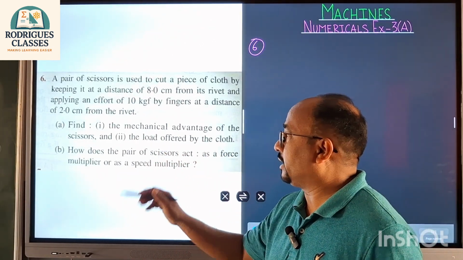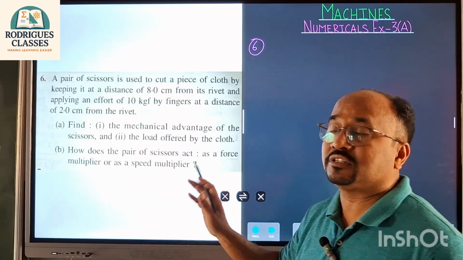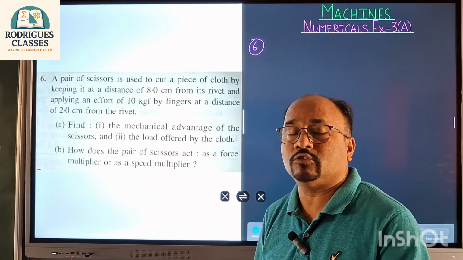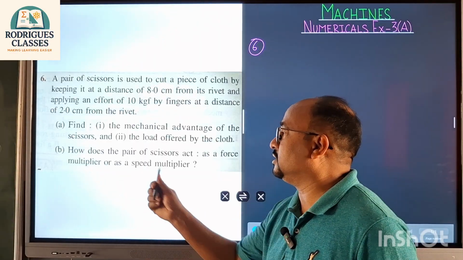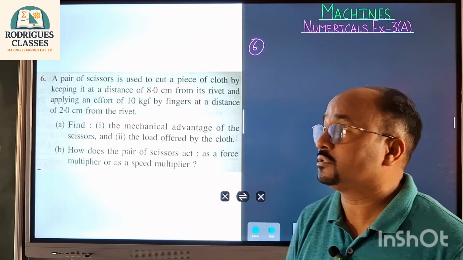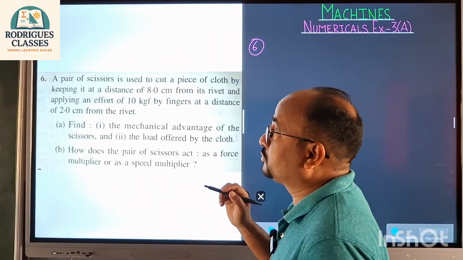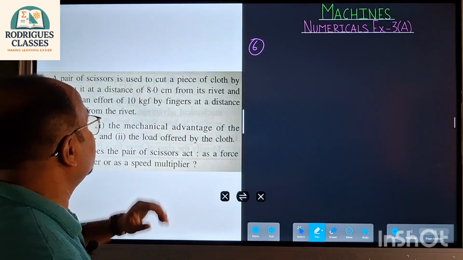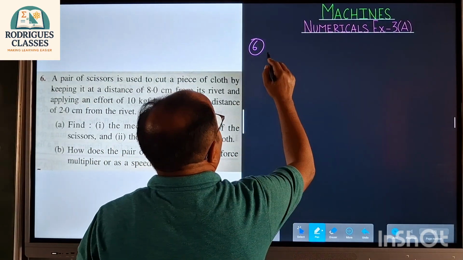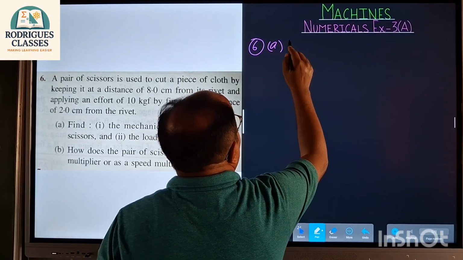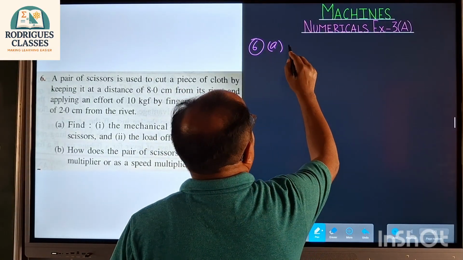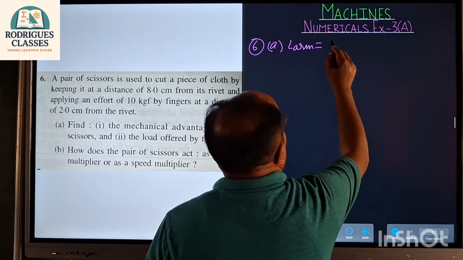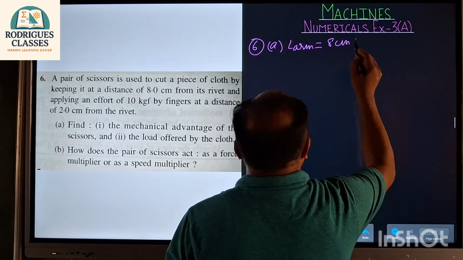So it means you have to find the load here, and how does the pair of scissors act as a force multiplier or as a speed multiplier. Once we know the value of mechanical advantage, we will easily be able to comment upon this. So let us write the things which are given to us. The cloth is kept at a distance of 8 centimeter. So I am writing here the load arm is equal to 8 centimeter.